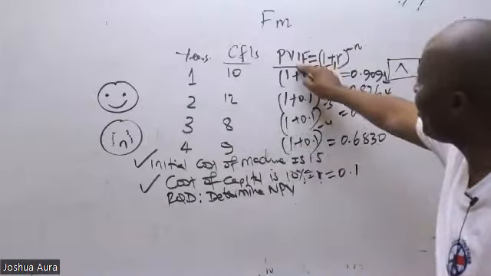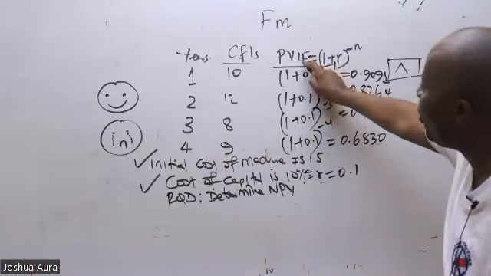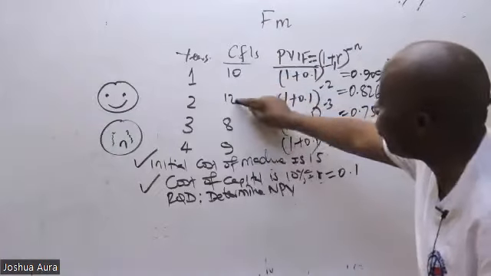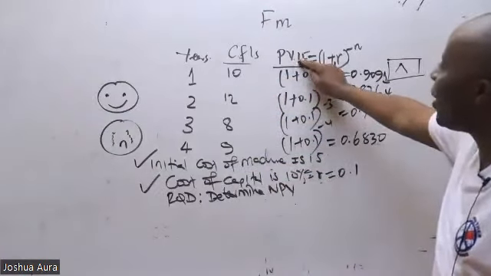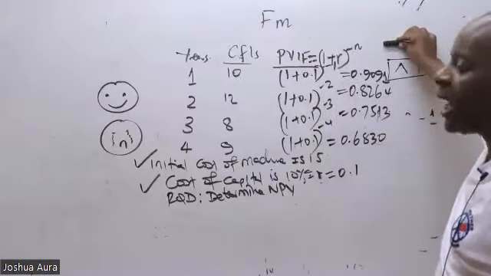We call this present value interest factors. We use present value interest factors when these cash flows are fluctuating. Now, once you have gotten the discounting factors, then I'll have to come and create the last column here.